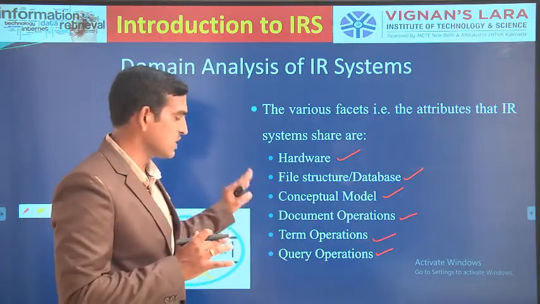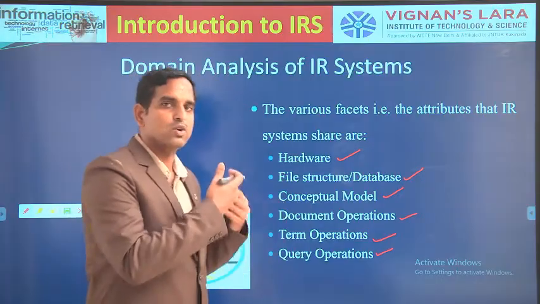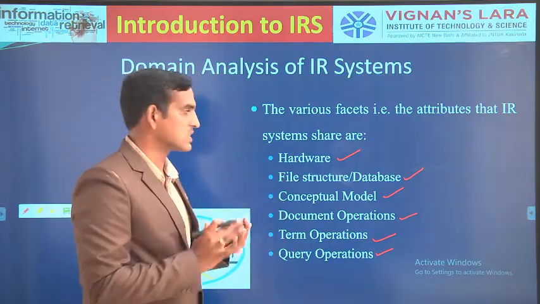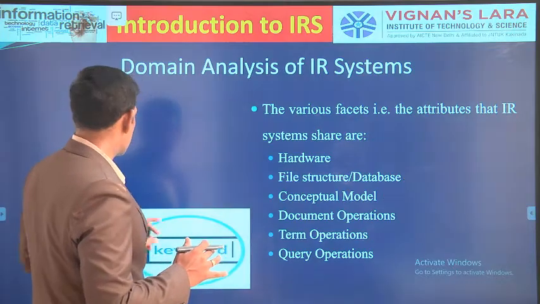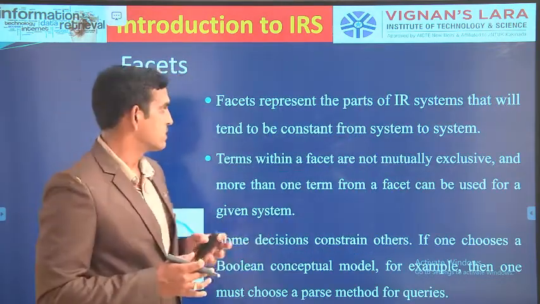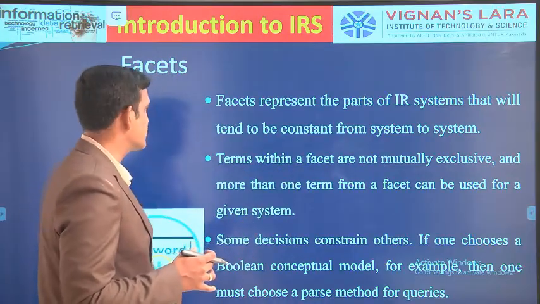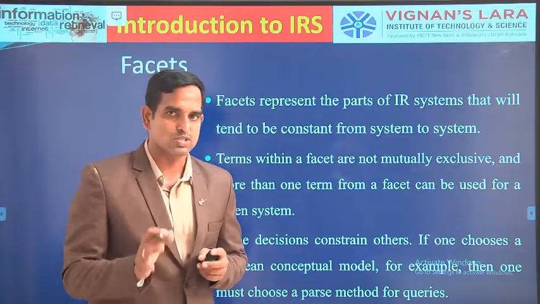We are having 6 phases here. We'll be seeing some of the phases in this particular session. We'll be going for the further phases in the next session. Okay. So the first thing, what is a facet here? The facet represents the parts of an information retrieval system that tend to be constant from system to system.